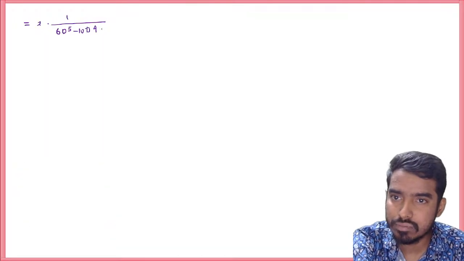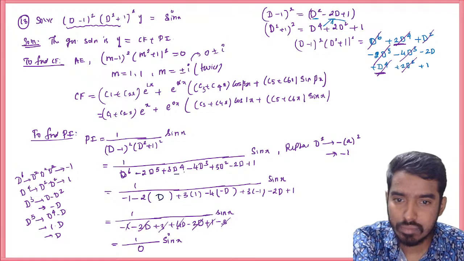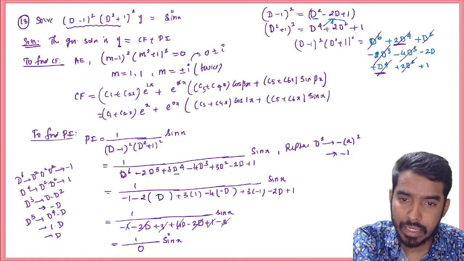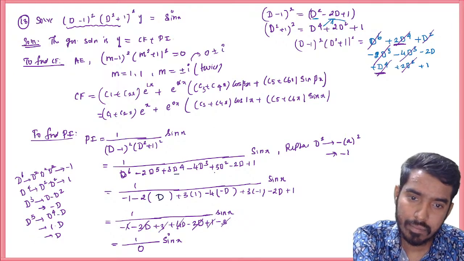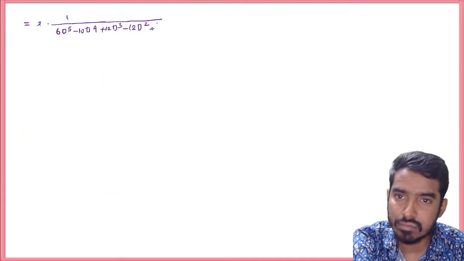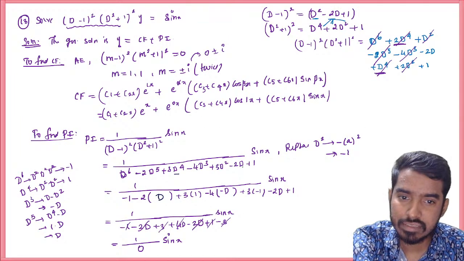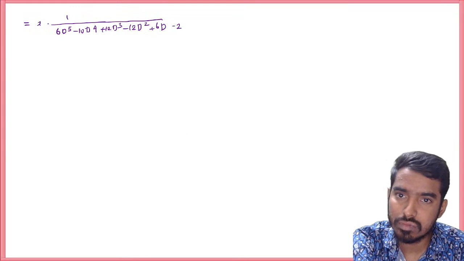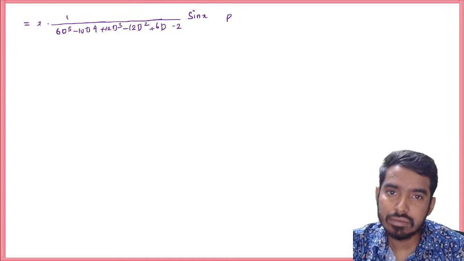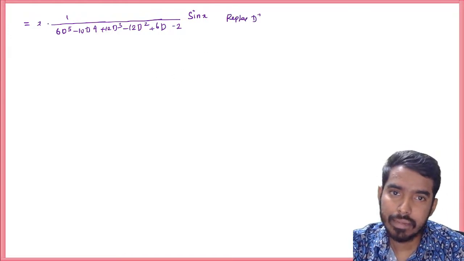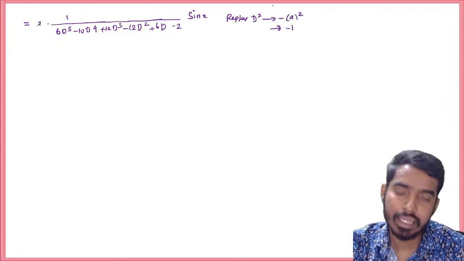12 d cube plus 12 d cube minus 12 d square plus 6d plus 6d minus 2 into sine, right? Now again you replace d square to be minus half a square, which is minus 1 here, right?